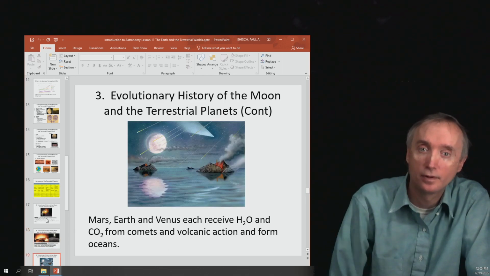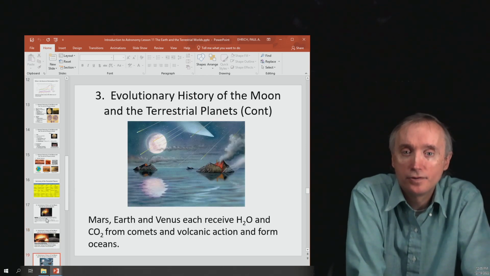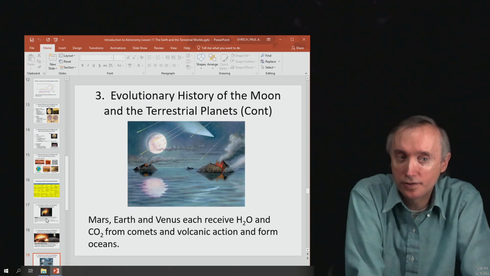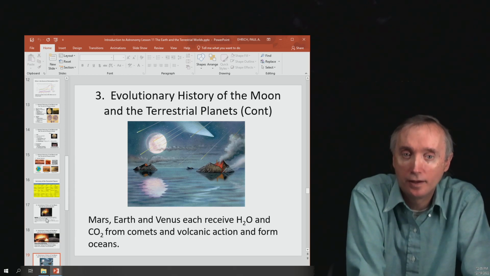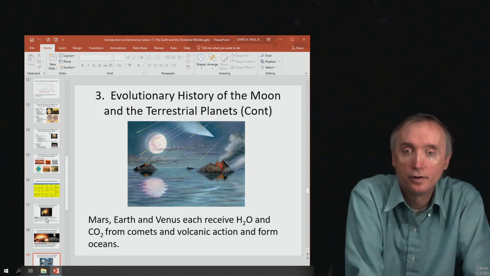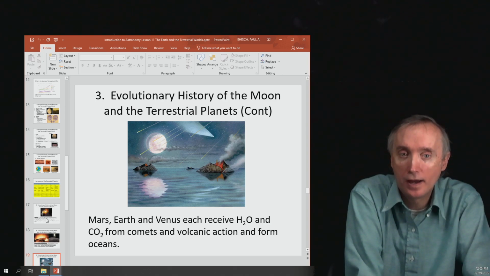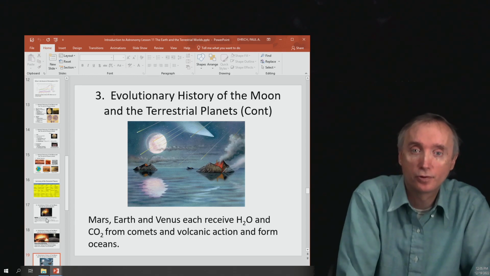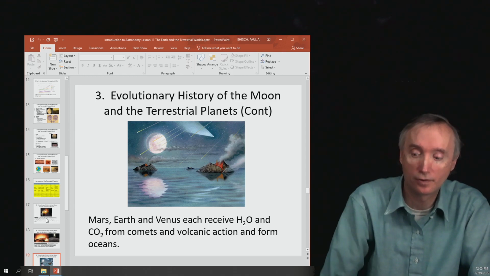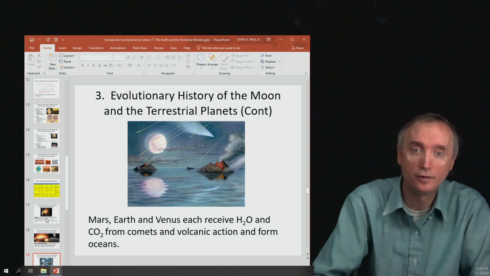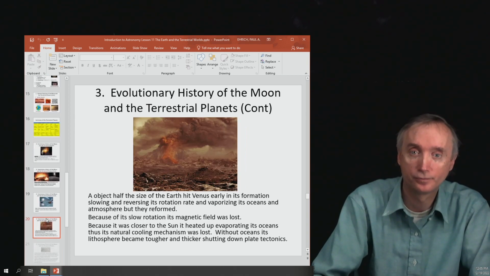Let's see. Initially, Mars and Earth and Venus, they all had oceans. And they received that water from the impacts of comets and meteors, and also from volcanoes. So all of those produced water in the atmosphere. And then as that cooled off, it gave each of these planets oceans.